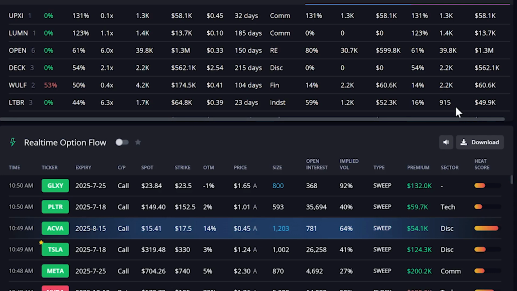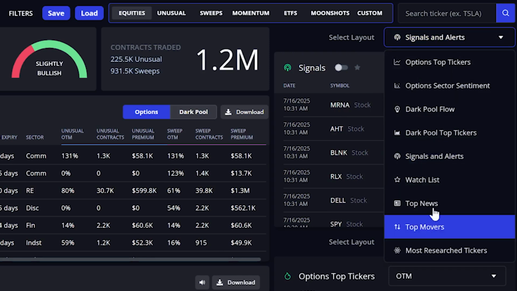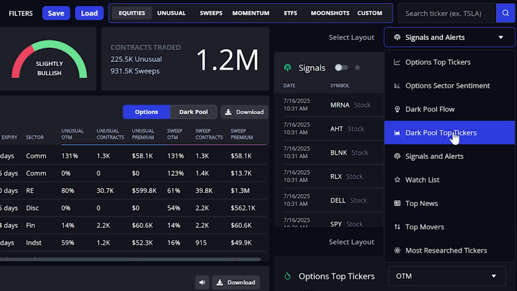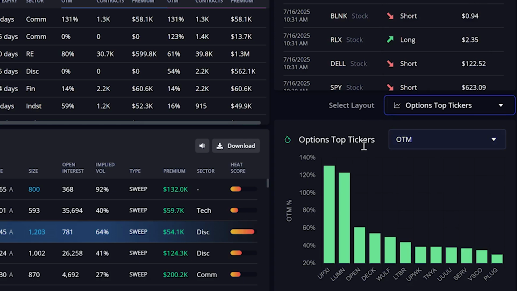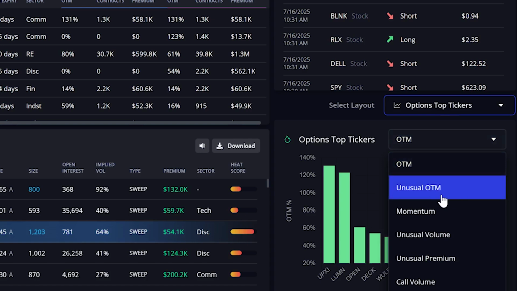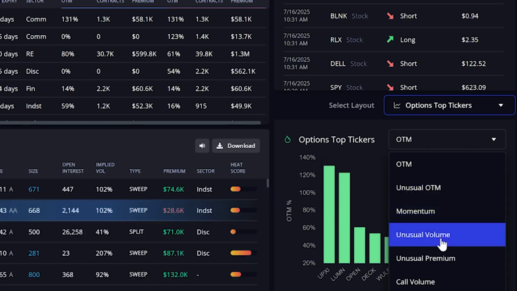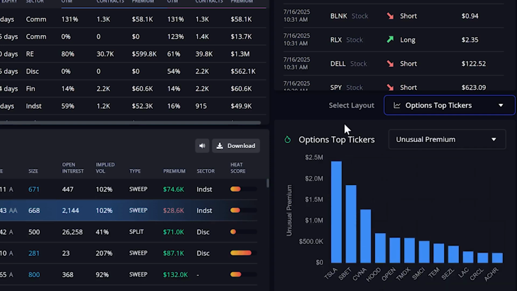And of course, there's a lot more going on in this dashboard. There's a trading signals dashboard over here. You can use this to show market news, top moving stocks, dark pool order flows, which I'll talk about in a minute, as well as looking again at options, top tickers by out of the money percentage, unusual out of the money action. So for tickers that don't typically see out of the money action, or that see a lot, and this is above and beyond normal. Also looking at unusual options volume and unusual premiums. So a lot going on in this dashboard.